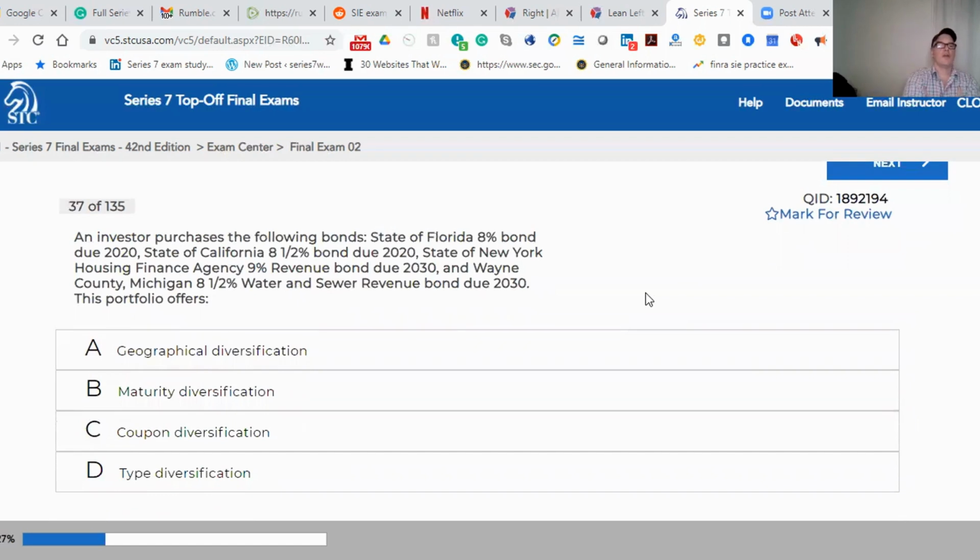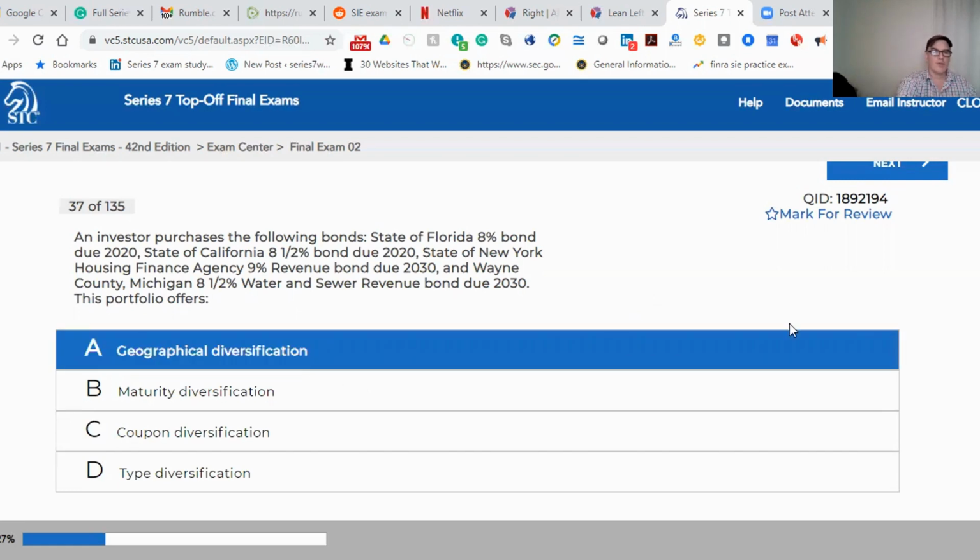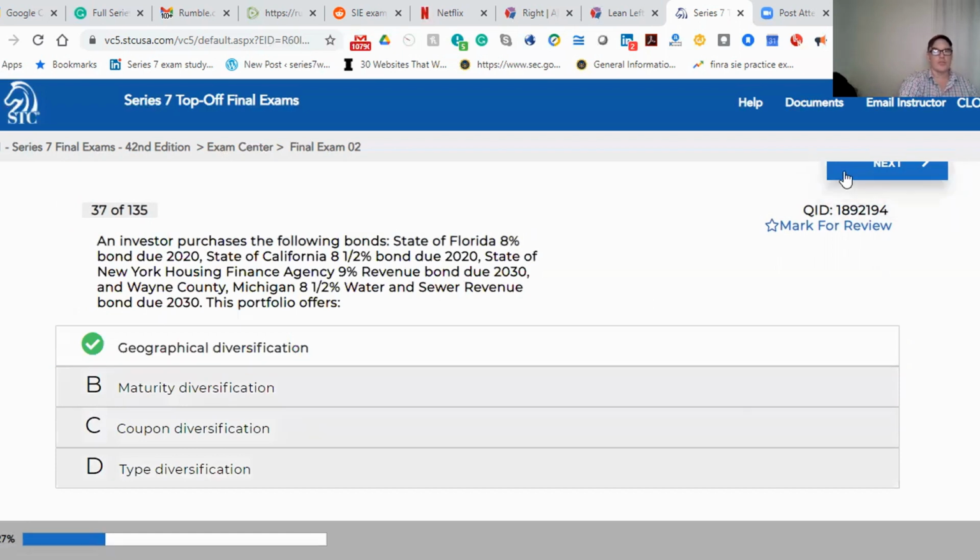An investor purchased the following bonds: State of Florida, 8% bond due in 2020. State of California, 8.5% bond, 2020. A lot of bonds. State of New York. Okay. So he bought a California, a Florida, a California, a New York, a Wayne County, Michigan, and a revenue bond, and so on. So it looks like he's all over the country. So I think he's doing geographical diversification. Let's see if I'm right. Boom, he's all over the country, so he's doing that.